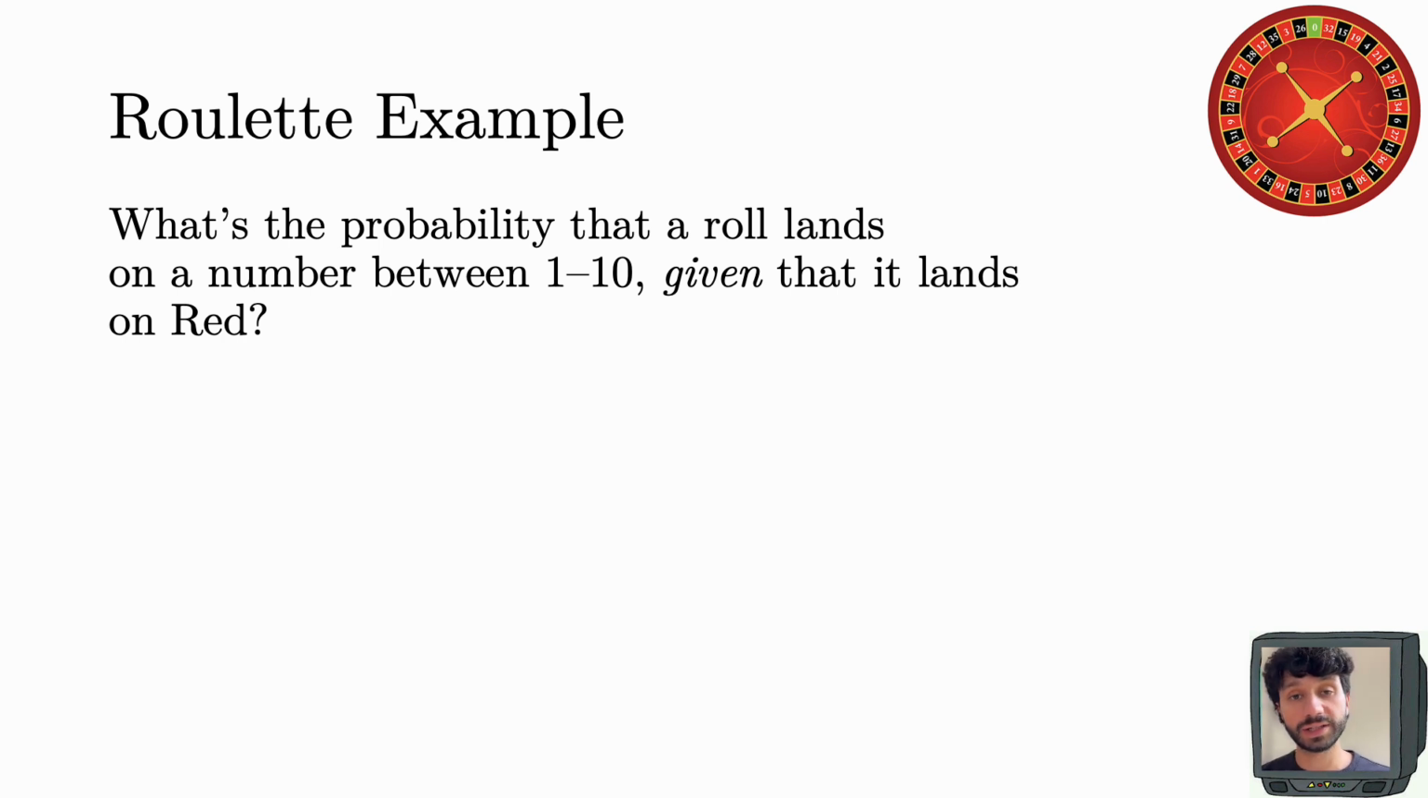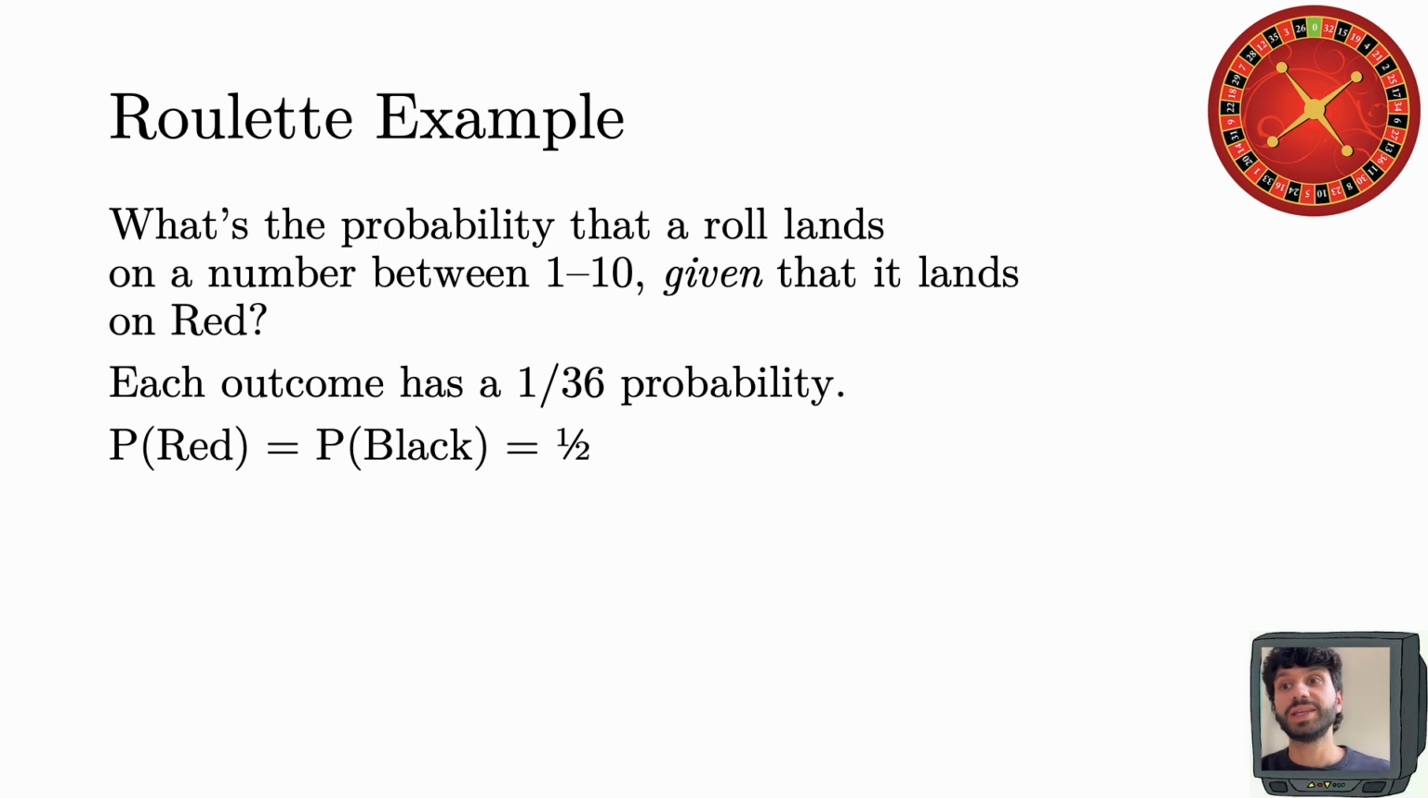So in a roulette, you throw a little ball, it goes around the roulette wheel, and then it lands on a number. There's numbers between 1 to 36, plus a 0, but we'll forget about that, and they're either black or red, and they alternate. So the probability generally that it lands on a red is around 1/2, and that it lands on each number is 1 in 36. So now the question is, what's the probability that the roll lands on a number between 1 and 10, given that it lands on a red?